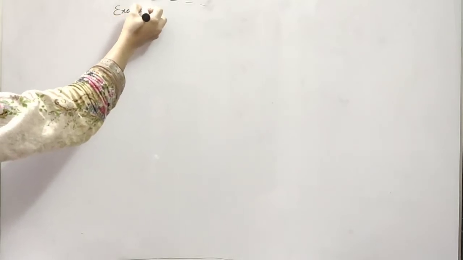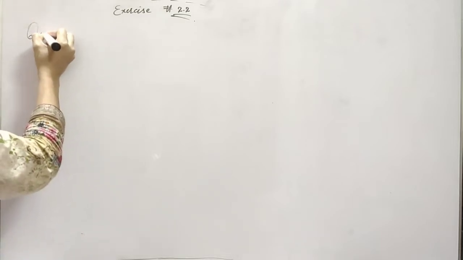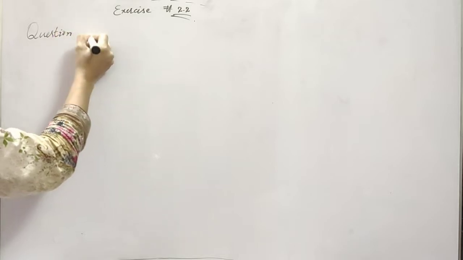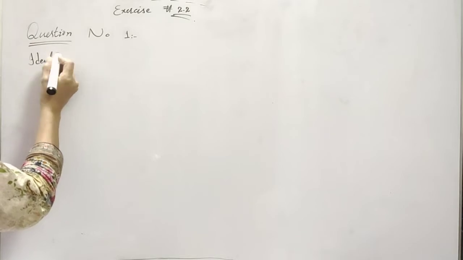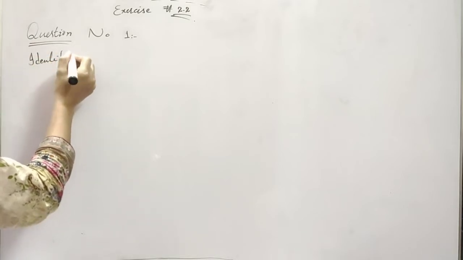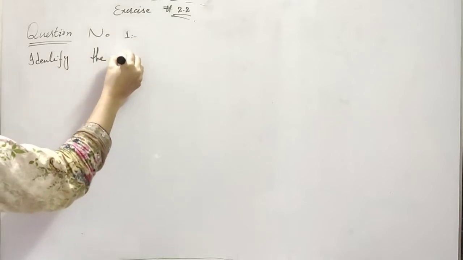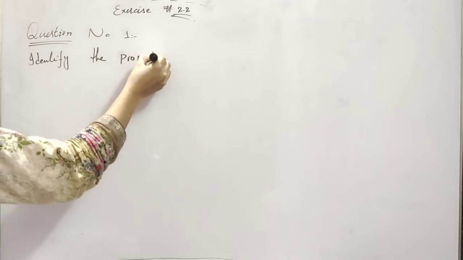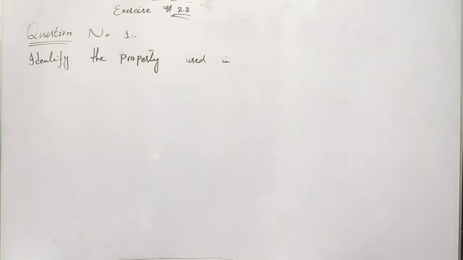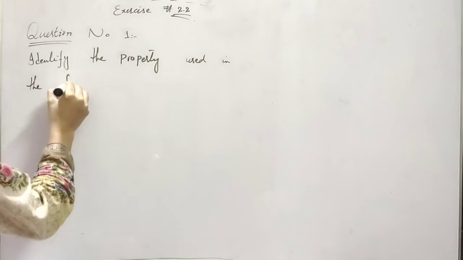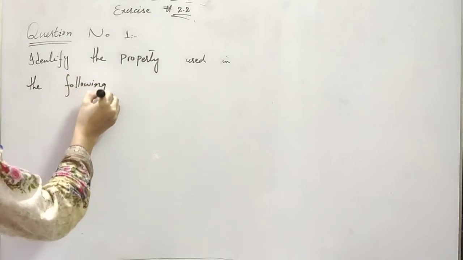In our last video, we learned some definitions and some properties of real numbers for exercise number 2.2. Now we will solve exercise number 2.2. And the first question, question number 1 of exercise number 2.2 is: identify the property used in the following.